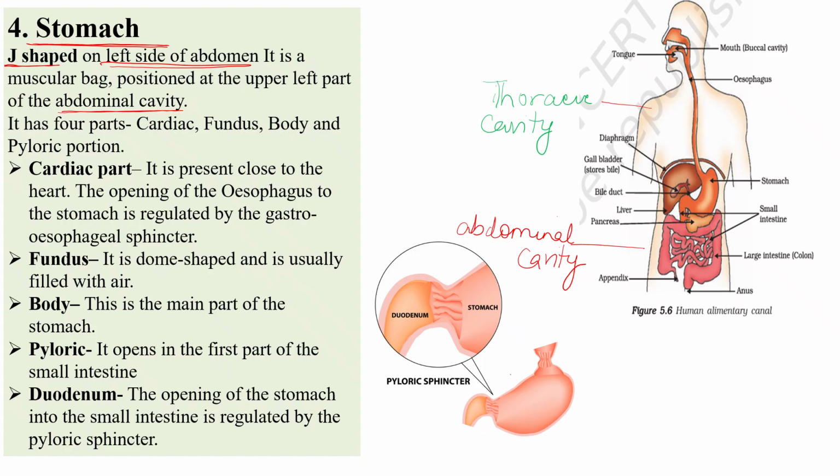If you see, it appears like the alphabet J, hence it is said that it is J-shaped, and it is a muscular bag-like structure, and it is positioned on the upper left part of the abdominal cavity. Now since this is the abdominal cavity and this is the upper part and this is the lower, and this is the upper left part of the abdominal cavity. So where is the stomach present? It is present on the upper left part of the abdominal cavity.